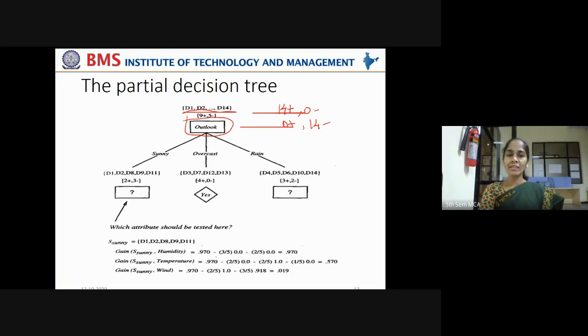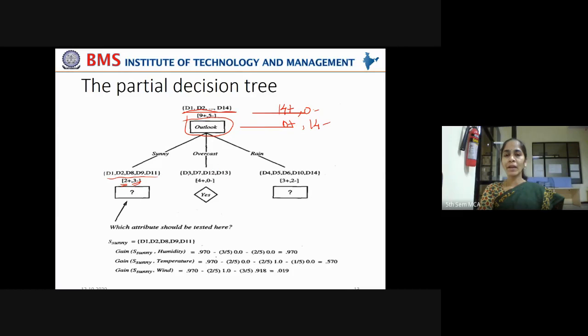Now when sunny is taken, how many of the training examples are having outlook value as sunny? D1, D2, D8, D9, D11. Total 5 training examples are having outlook as sunny. Out of them, is the classification pure? No. 2 of them are still positive and 3 of them are negative. No pure classification is made. Now leave it here. Come to the overcast branch, this middle branch.